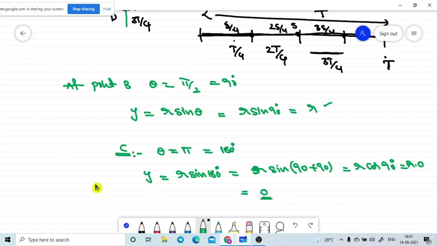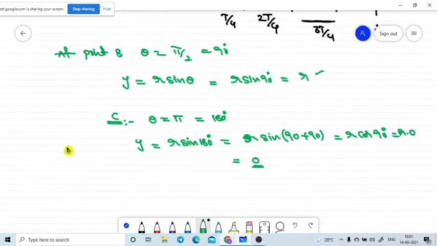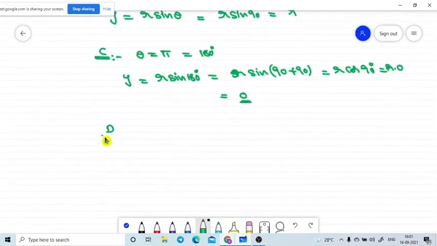Now if the particle comes to reach point D, what is the phase of the particle? So this particle is coming up to this point, what is the angle? 90 plus 90 plus 90. So theta is equal to 3 pi by 2. That is equal to 270 degrees. 3 pi by 2. So what is the angle?